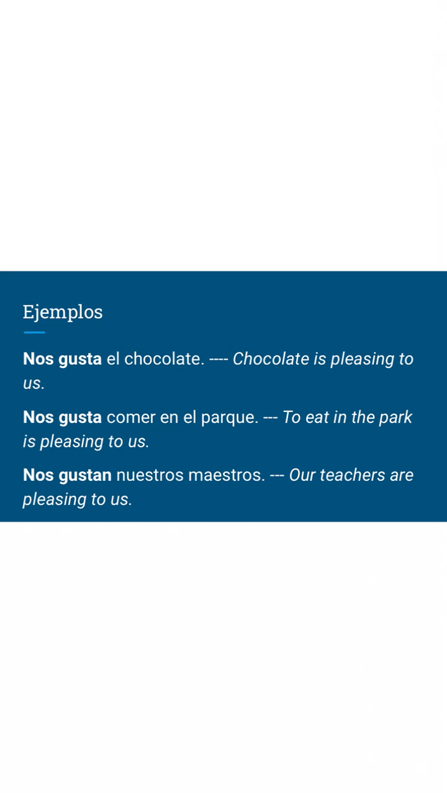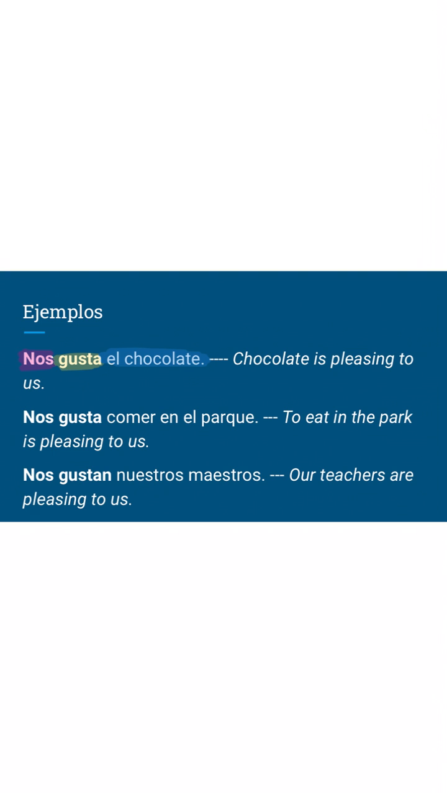So for the first one, we see nos gusta el chocolate. Now, nos is the IOP, means to us. Our verb here is gusta, right? And the thing that is doing the pleasing, or the subject here, of course, is el chocolate, right?